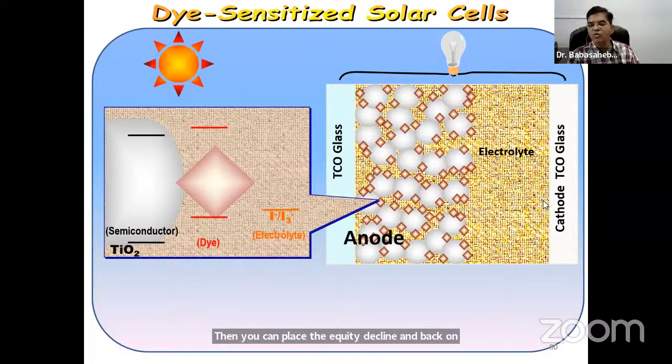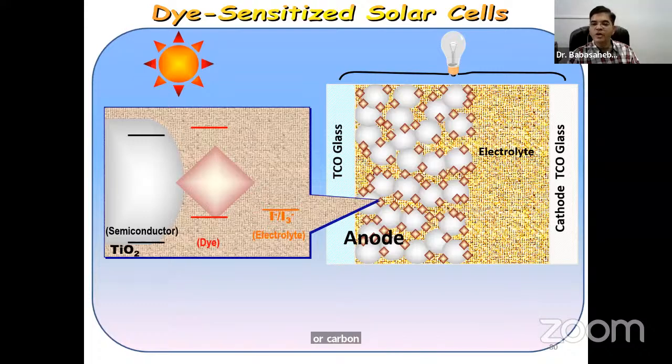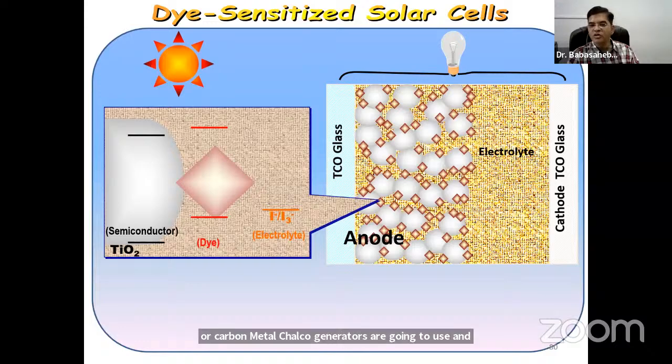So mostly platinum coated glass is used as a TCO, a very thin layer of platinum coating. But now carbon, graphite, carbon nanotube or other metal chalcogenides are going to be used, and people are working on that to reduce the cost issue, because platinum is very costly. So this is the schematic representation of the dye-sensitized solar cell in cross-sectional mode.